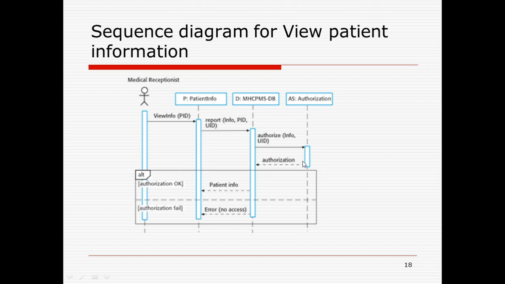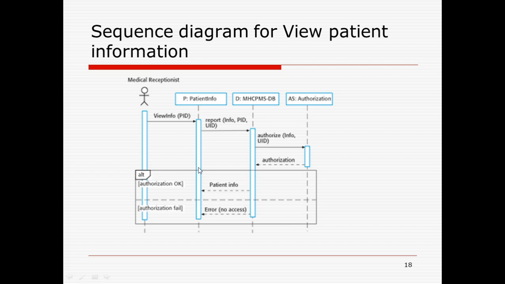Okay. So authorization takes the user ID and the passwords or user information of this medical receptionist, and if the receptionist is authorized, then it gives the signal back that it is authorized information. So first, to view the patient information for that particular use case, the medical receptionist has to pass the PID, that is the patient ID. Okay, for which patient ID it wants to view the information. So that will go to the patient class or the patient object here, patient info object.